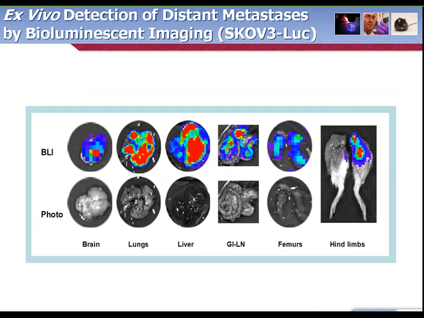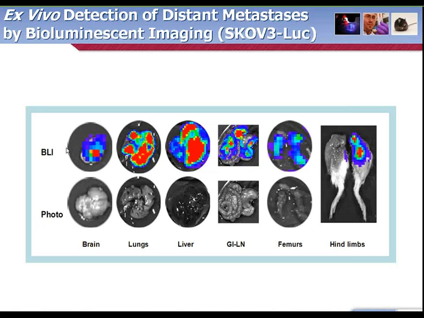In this example here with SCOV3, the ovarian tumor, if you look at the brain, the lungs, the liver, the lymph nodes of the GI, the bones and the muscle, and you image them, you can see that there's light coming from these tissues, indicating that cells have metastasized to these different tissues.